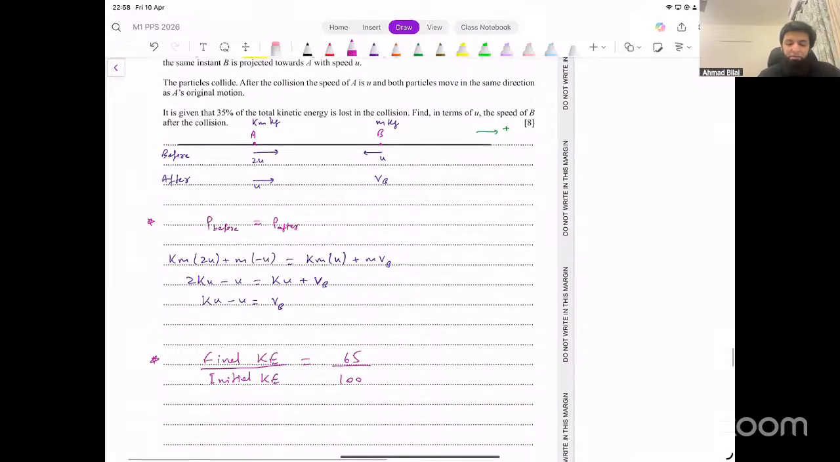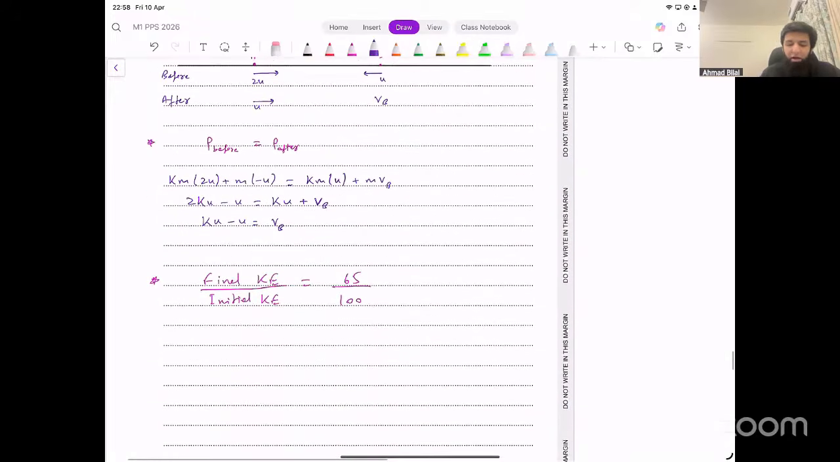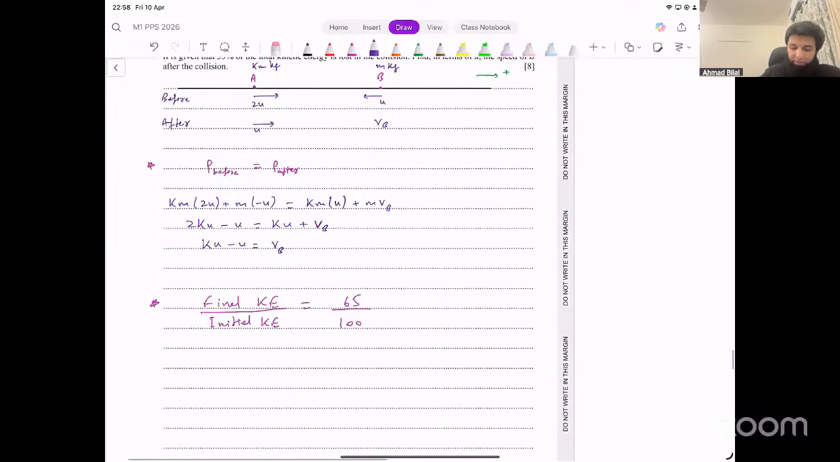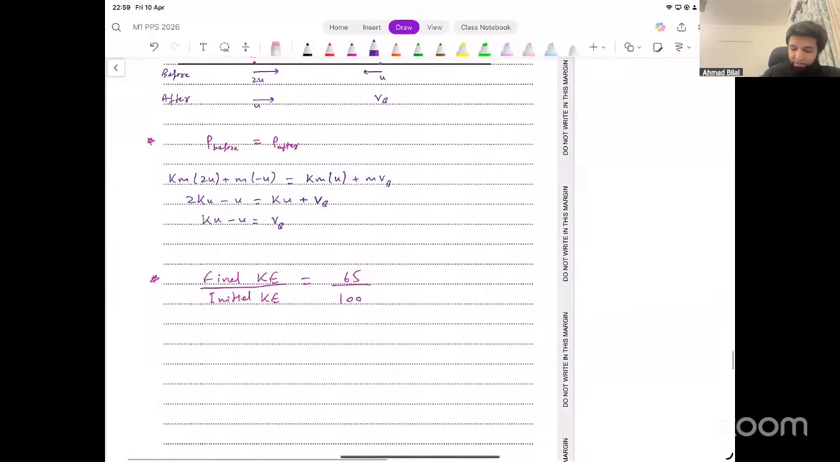Let's input values in this. What will be the final kinetic energy after collision? We've got the masses given as well. Let's find the final kinetic energy. Let's actually get rid of the fraction, so it'll simplify things a little. I'll multiply by 100 there, and that will give me 100 times final kinetic energy equals 65 times initial kinetic energy. So I just want to get rid of the fractions there.